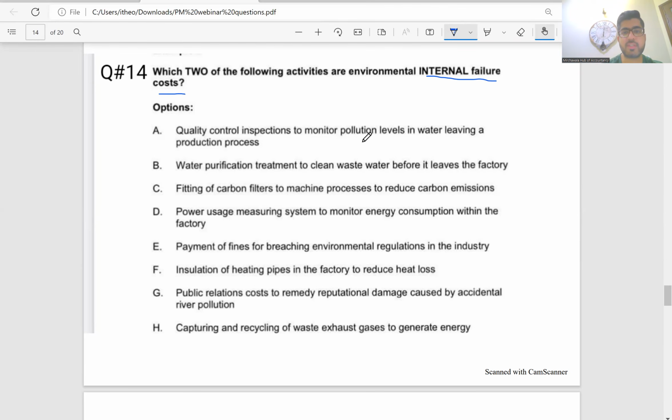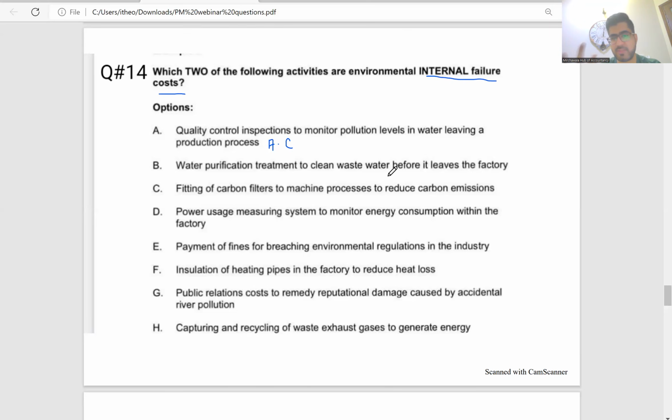Quality control inspections to monitor pollution levels. Inspection is basically an appraisal cost. Water purification treatment to clean wastewater before it leaves the factory. Before it leaves the factory can be internal failure. Let's see. Fitting of carbon filters to machine processes to reduce carbon emissions. That means you want to prevent fines and penalties, because you are trying to prevent carbon emissions.